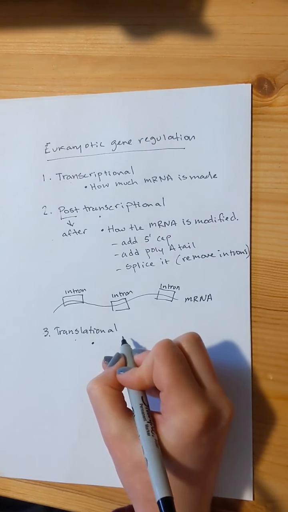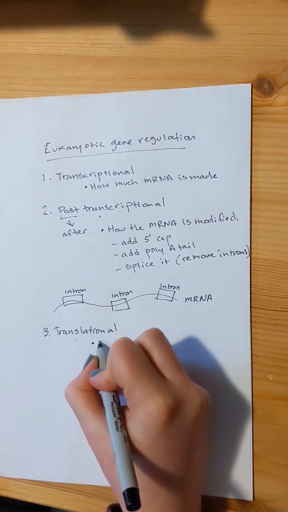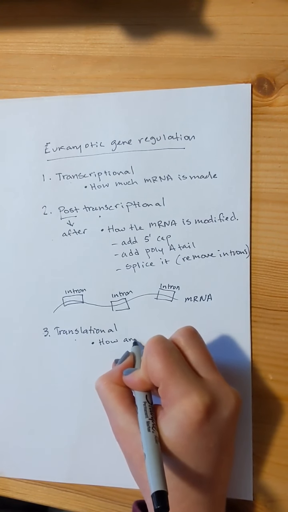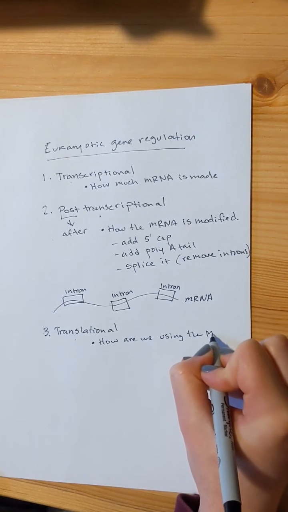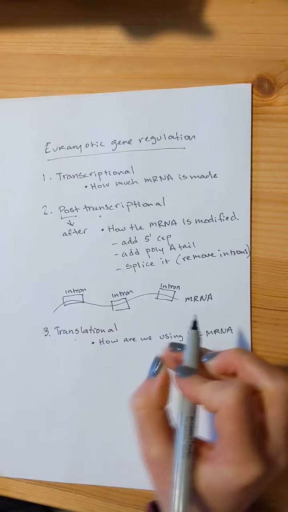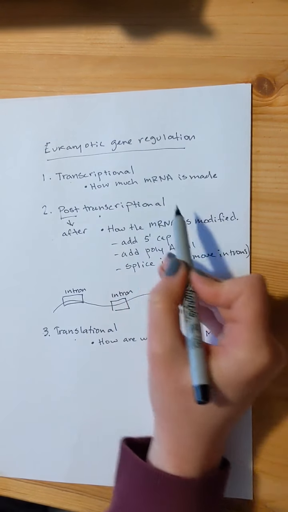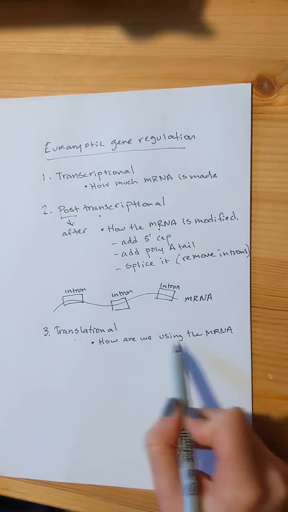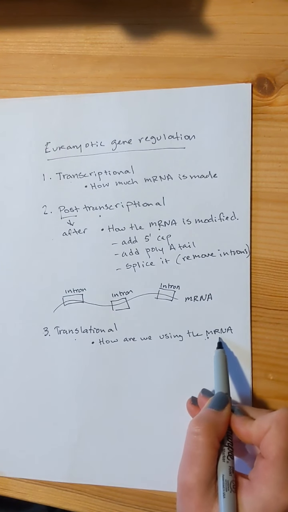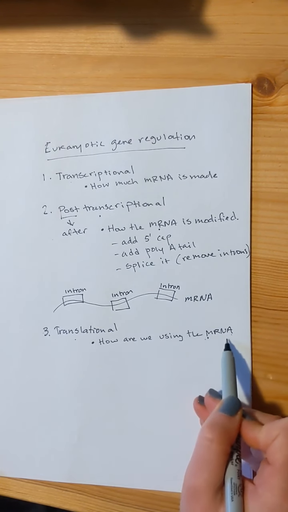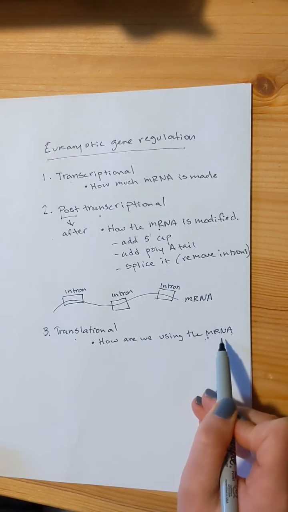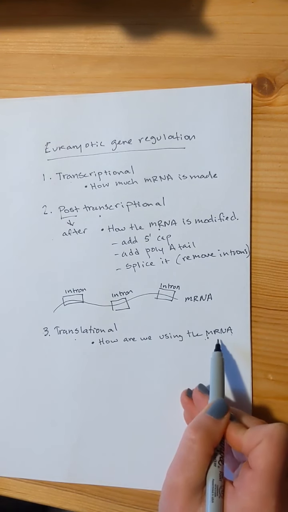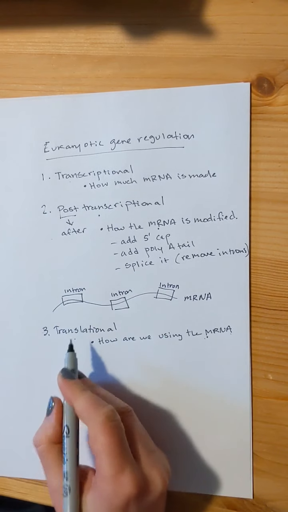So translational regulation will mostly be how are we using the mRNA. So how much mRNA is made, how your mRNA is modified, and then how are we using the mRNA? Are we using the whole mRNA molecule? Are we using part of the mRNA molecule? Is the mRNA molecule short-lived? Does it only get translated a couple of times and then it degrades? All of that would be involved in translational gene regulation.